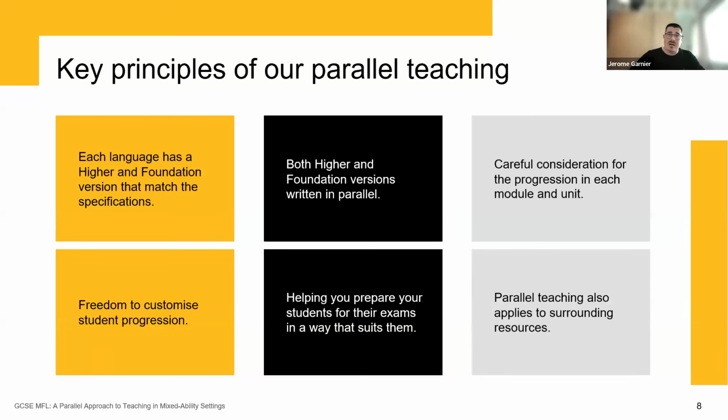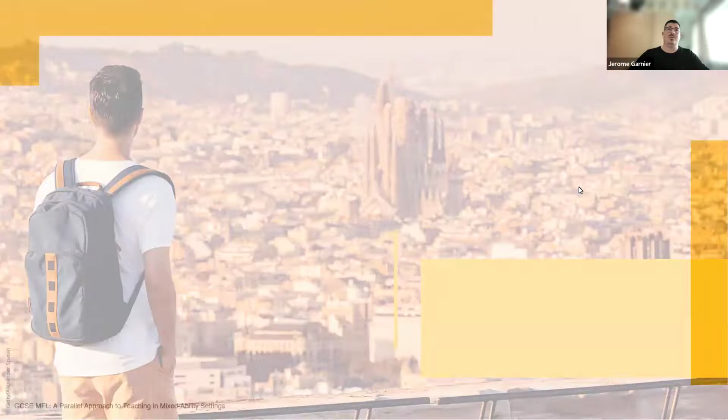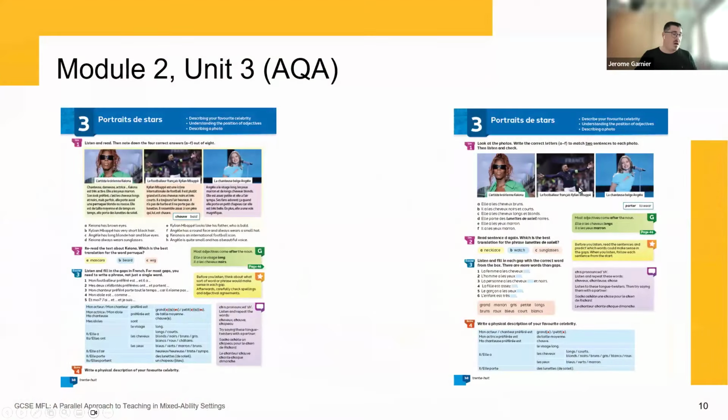And finally, our parallel teaching approach also applies to surrounding resources, so anything that is going to be on Active Hub and also in the assessment. Just to show you what I mean, I'm going to run through a side-by-side comparison of our resources. I have chosen quite randomly Module 2, Unit 3 of our AQA French book, but that could also be applied to our Edexcel books across all three languages.